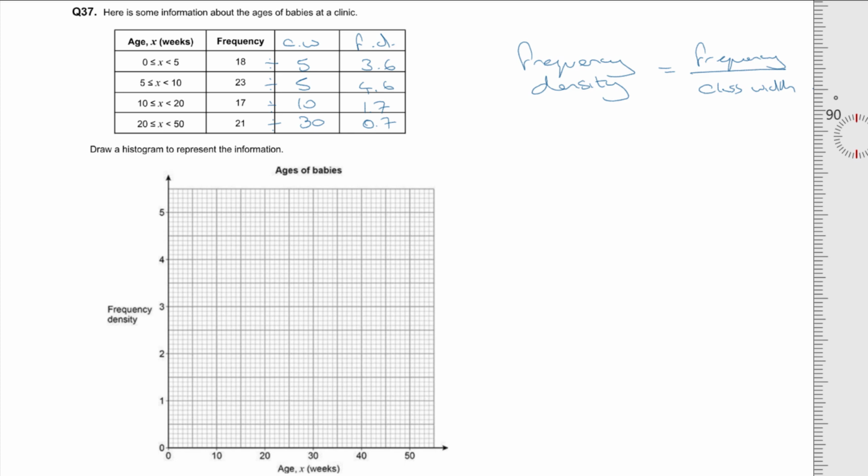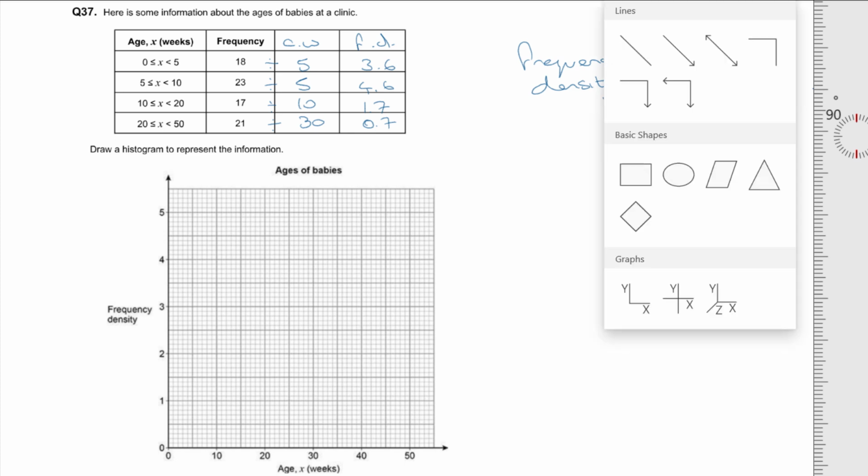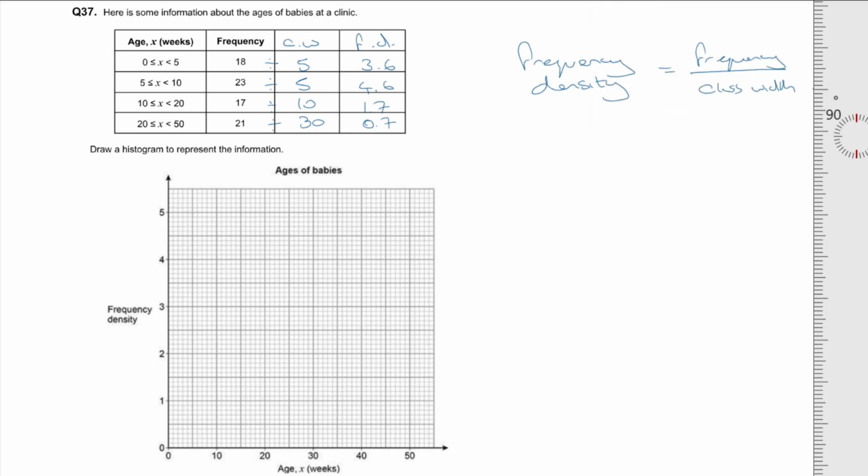So now I'm ready to draw my bars. I'm going to cheat and use the bar drawing tool. So 0 to 5, height of 3.6. And we're going to draw a square from 0 to 5, height of 3.6. So next bar goes from 5 to 10 with a height of 4.6.